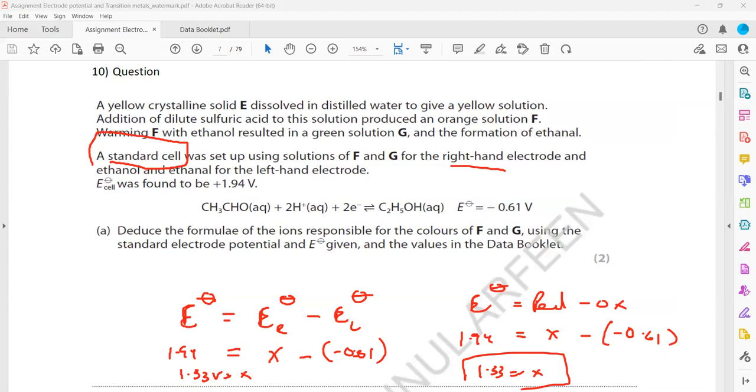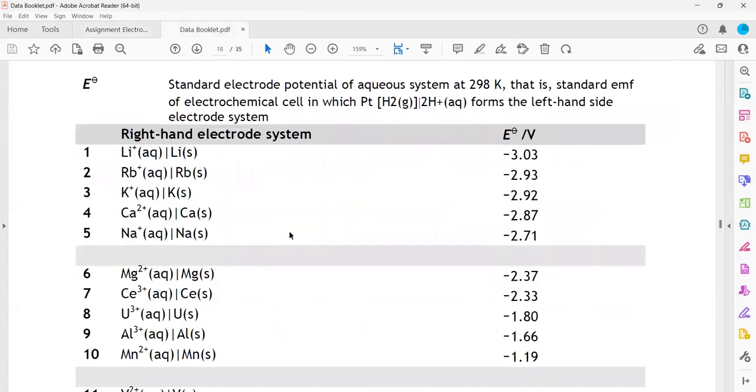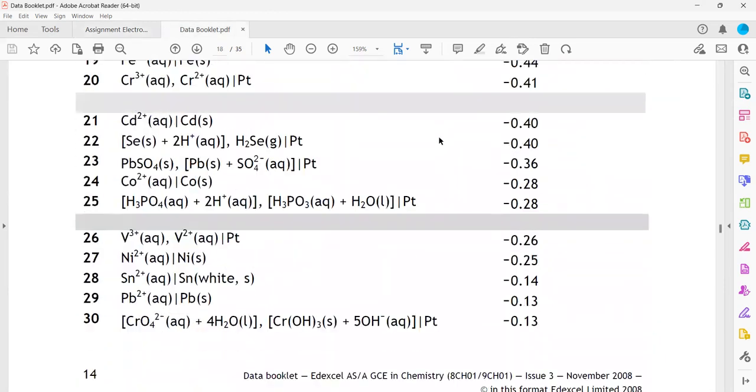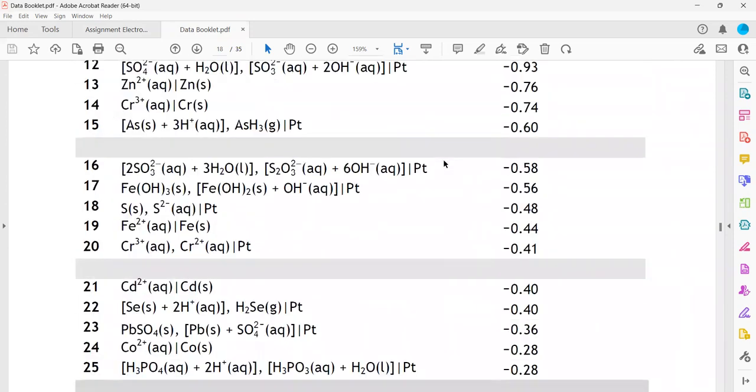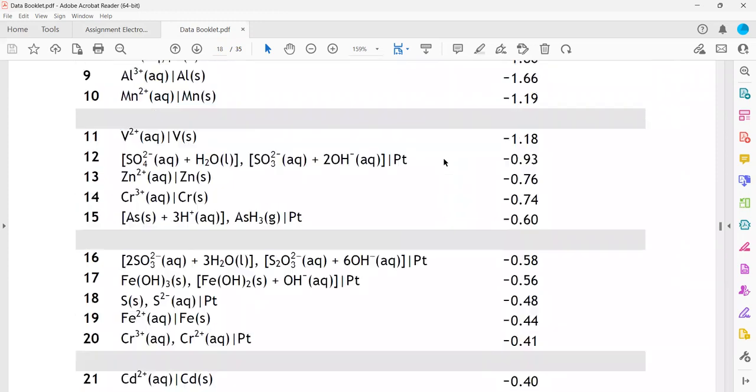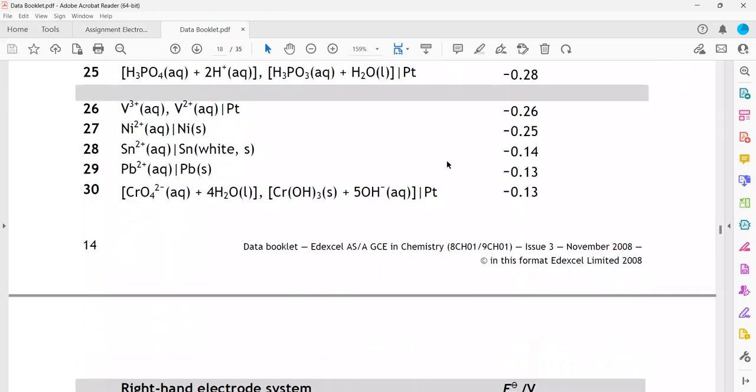Then we have to identify F and G. For that, we will use the data booklet. We want chromium, and that is 1.33. So the conversion of chromium and dichromate.